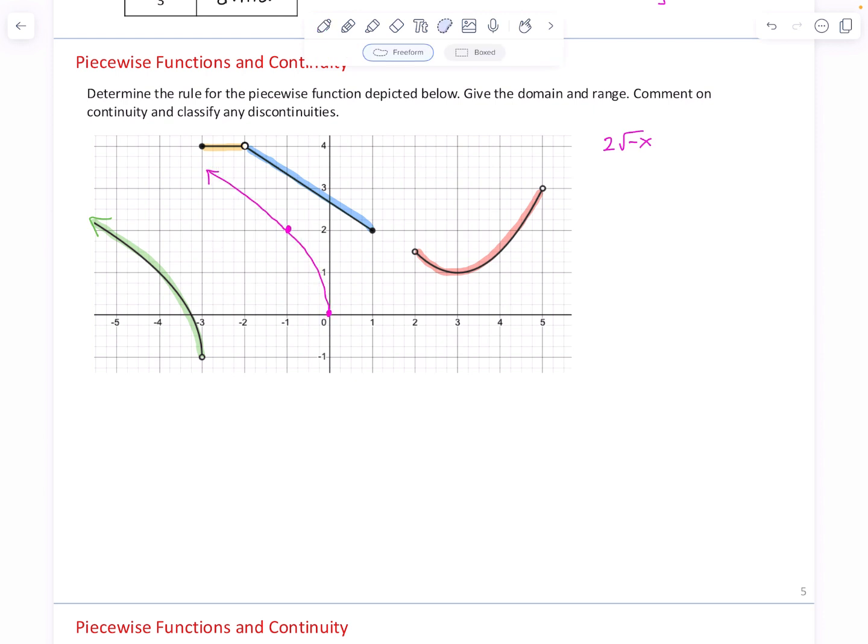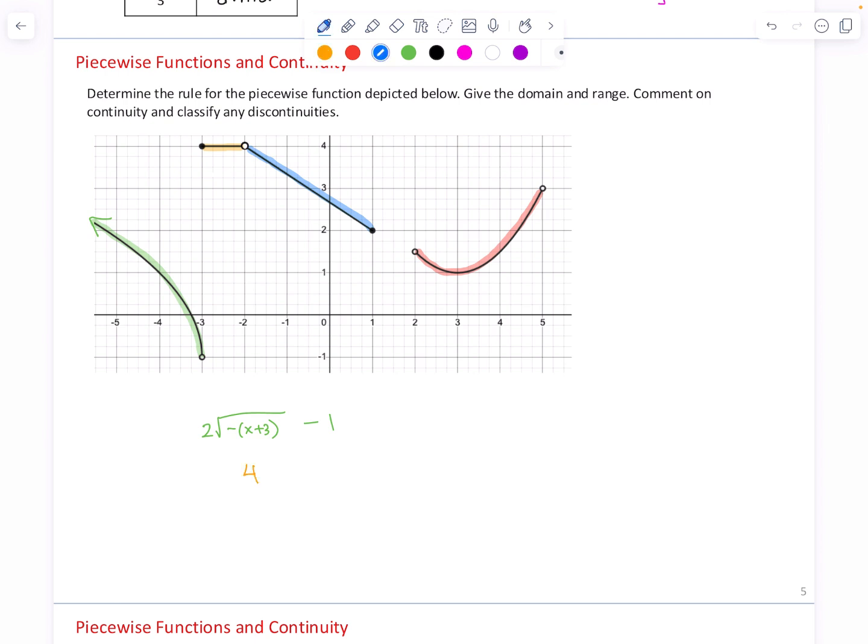Now I'm going to take the pink graph and shift it left 3 and down 1. So to go left 3, we're going to replace x with x plus 3, and that radical goes over all that. And then the down 1 is putting a minus 1 at the end, outside of the radical. And this makes our green function. Now the orange function is just a horizontal line at height 4. So that rule will just be 4.